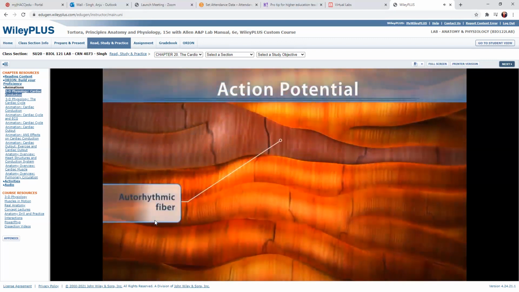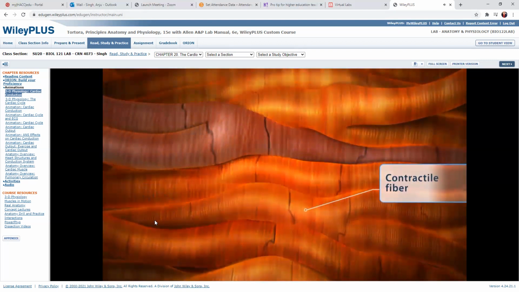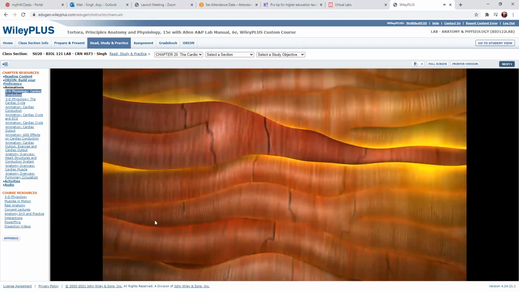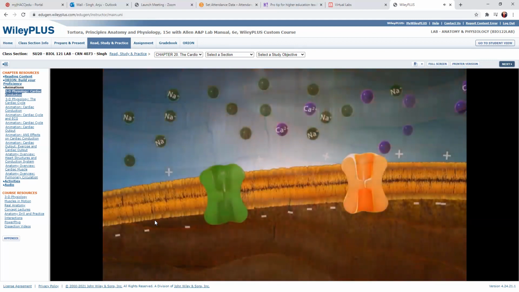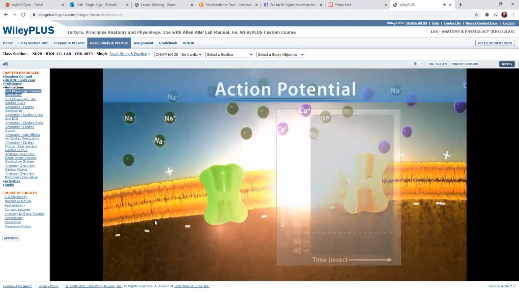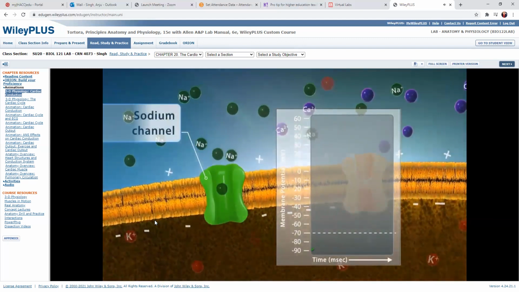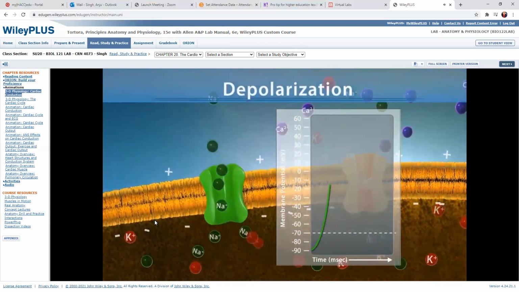The autorhythmic stimulus causes 4 voltage-gated channels in the contractile muscle cell membrane to open. It is the speed at which the channels open that determines the sequence of events involved in muscle contraction. The first voltage-gated channel to open is the fast sodium channel. Sodium ions rapidly diffuse, resulting in the depolarization of the contractile fiber membrane to stimulate muscle contraction.